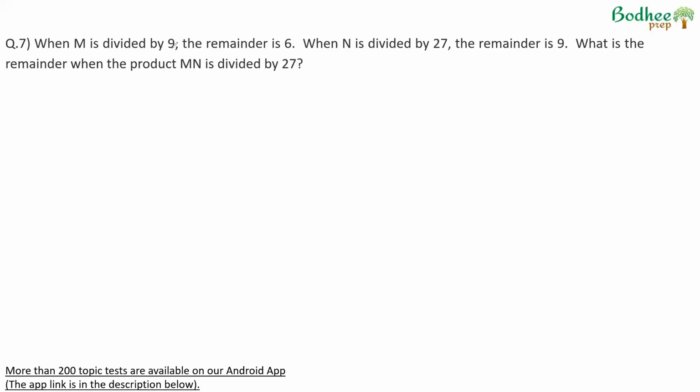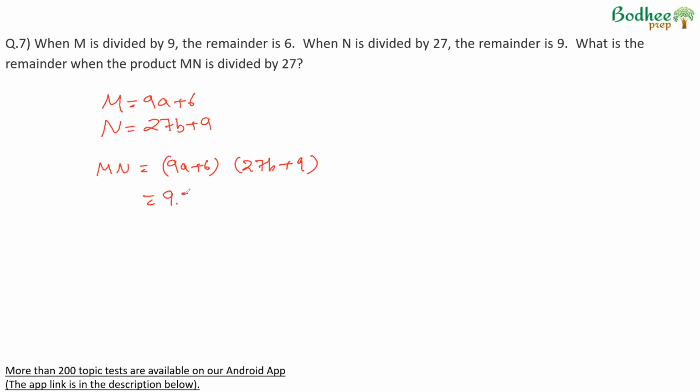M is divided by 9 and the remainder is 6, so M is nothing but 9A plus 6. N divided by 27 gives remainder 9, so N is 27B plus 9. What is the remainder when the product MN is divided by 27? MN will be (9A plus 6) into (27B plus 9). So 9 into 27 AB plus 9 nines are 81A plus 6 into 27B, which is 162B, plus 6 nines are 54.